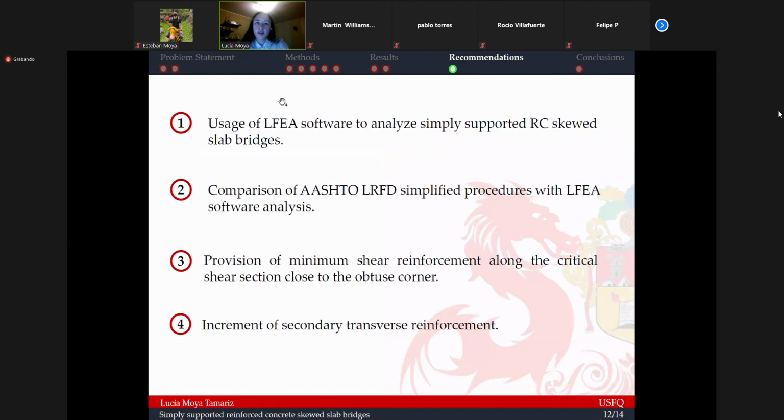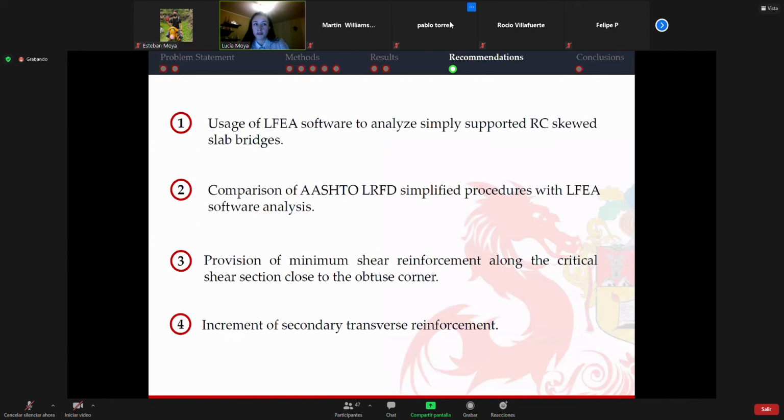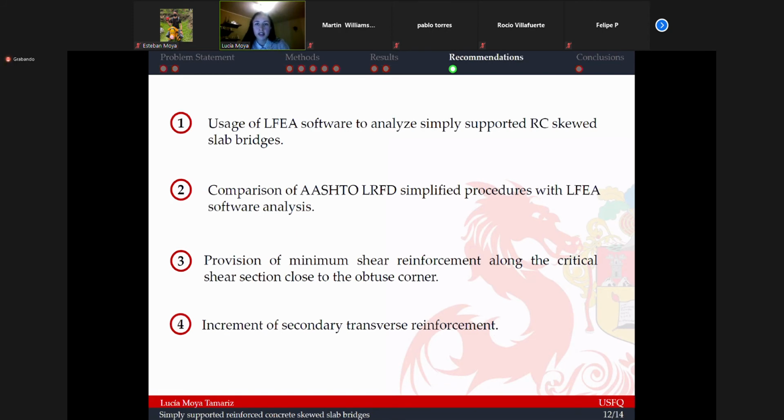So then, after we concluded with the analysis of the results, we were able to come up with some recommendations for design. So the first one is that using linear finite element analysis software to analyze simply supported RC slab bridges is preferable because the AASHTO LRFD simplified procedures are not able to fully capture the effects of skew. Also, it's important to compare the AASHTO LRFD simplified procedures with linear finite element analysis software or other type of more refined analysis in order to know that we are on the conservative side.